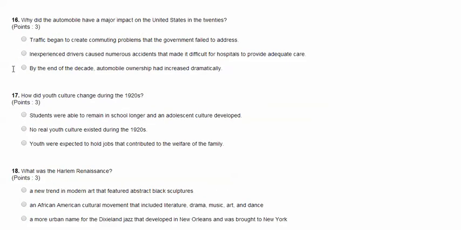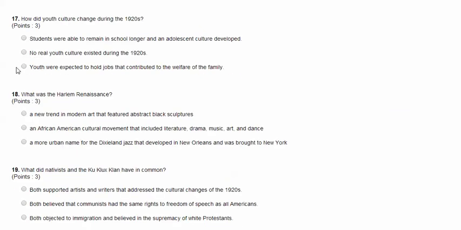Number 16, why did the automobile have a major impact on the United States in the 20s? Traffic began to create commuting problems that the government failed to address. Inexperienced drivers caused numerous accidents that made it difficult for hospitals to provide adequate care. Or by the end of the decade, automobile ownership had increased dramatically.